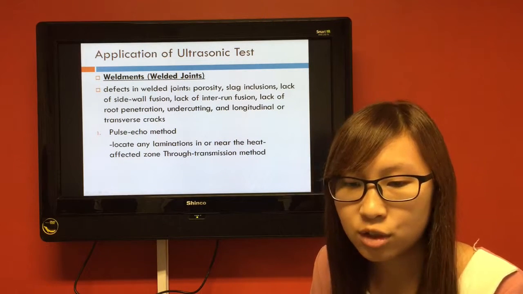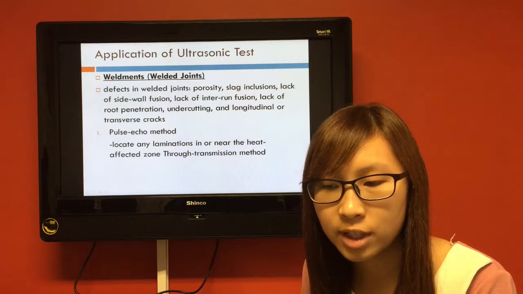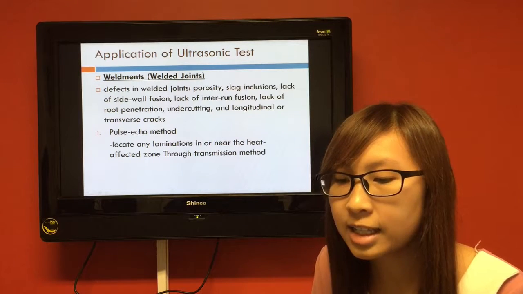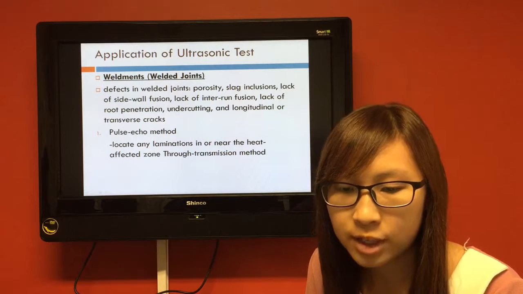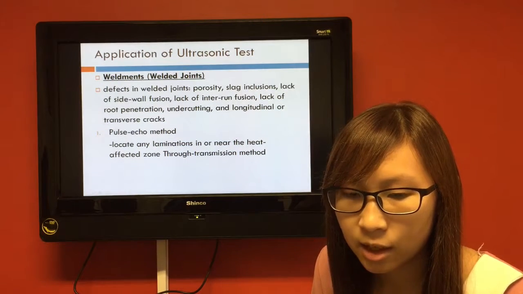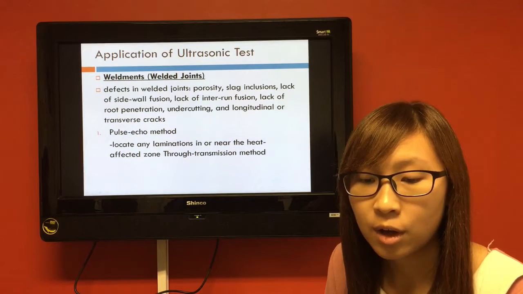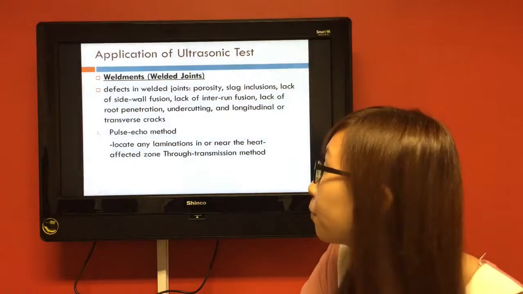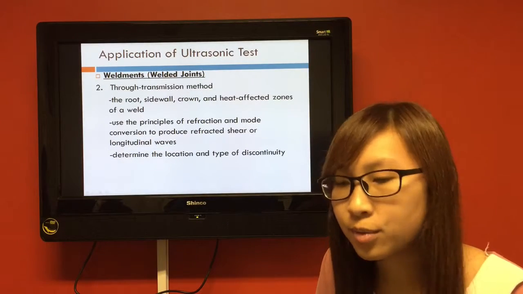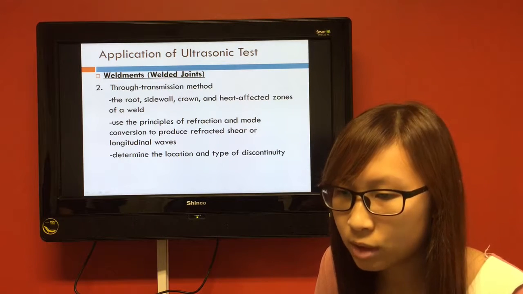A straight beam transducer producing a longitudinal wave at normal incidence into the test piece is first used to locate any laminations in or near the heat-affected zone. This is important because an angle beam transducer may not be able to provide a return signal from a laminar flaw. The second step in the inspection involves using an angle beam transducer to inspect the actual weld.